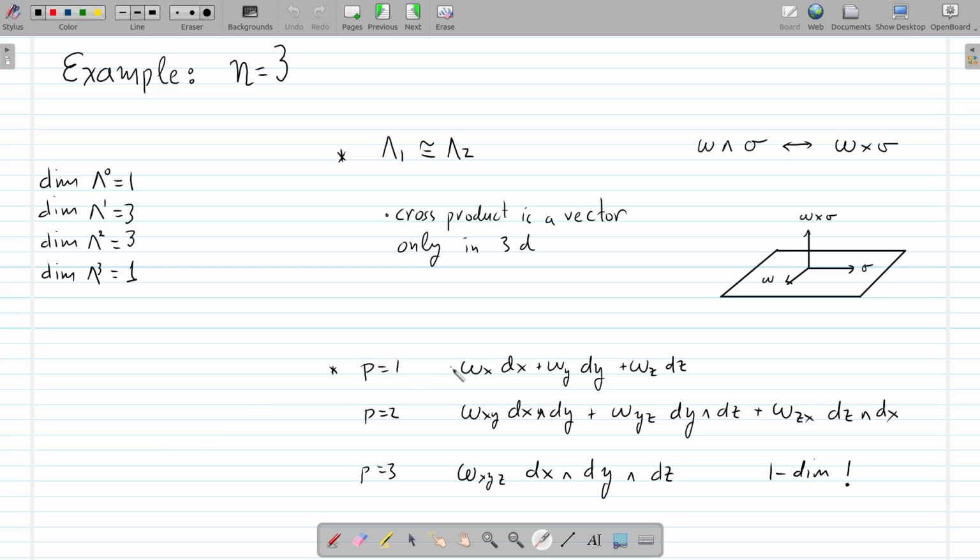Let's also write the expressions for the 1, 2, and 3 forms here. For p equal 1, we have 3 numbers here, omega x, omega y, omega z. For p equal 2, we also have these 3 numbers, omega xy, omega yz, omega zx. And if we want, we can define omega yx, for example, being given by minus omega xy, but we have only 3 independent numbers. And for p equal 3, we only have 1 number because we have a 1-dimensional vector space.